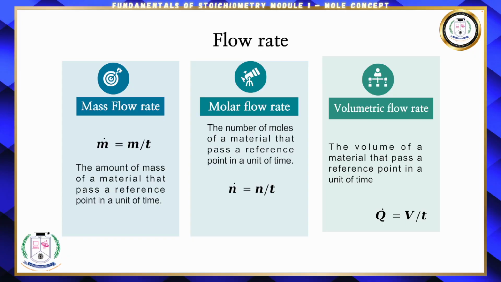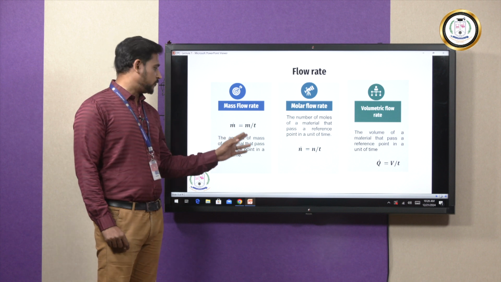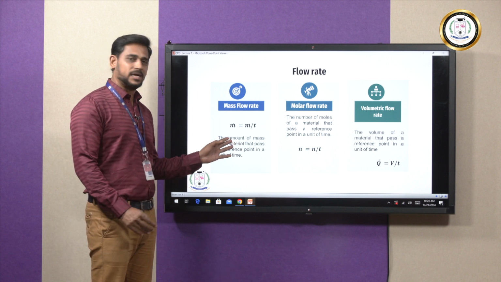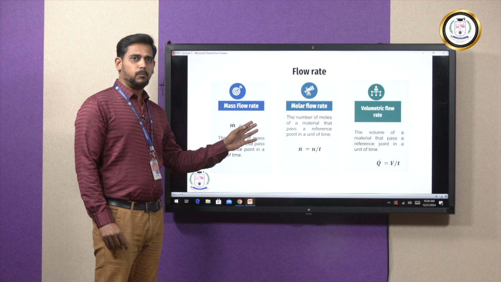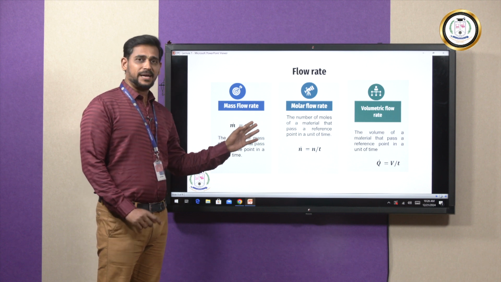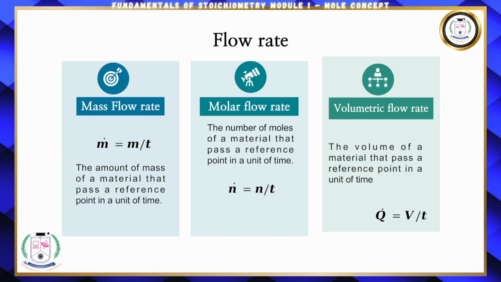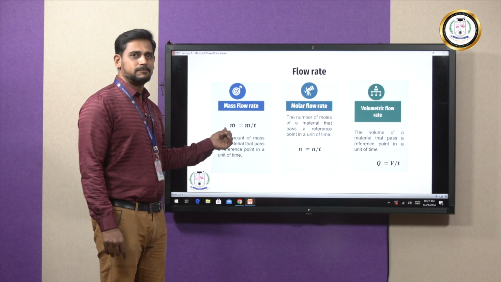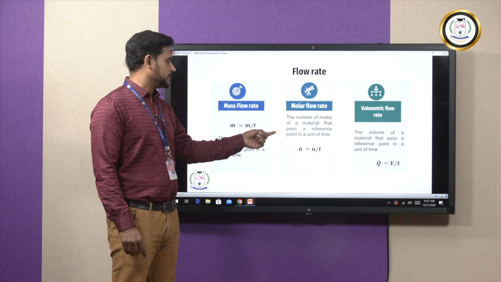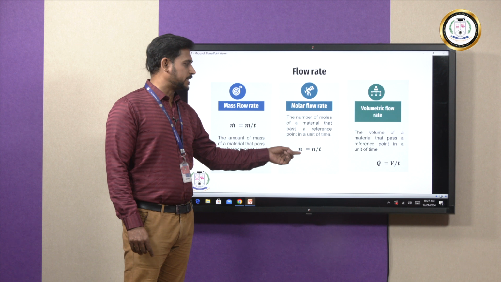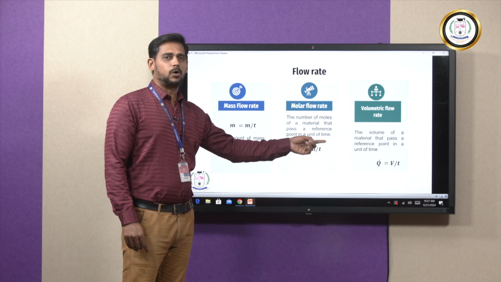When we are discussing flow rates, we have three different types: one is mass flow rate, second is molar flow rate, and third is volumetric flow rate. The mass flow rate is the amount of mass of the material that passes through the reference point. Molar flow rate is the number of moles of the material that passes per unit time. Volumetric flow rate is the volume of the material that passes through the reference point in unit time. So mass flow rate is mass per unit time, molar flow rate is moles per unit time, and volumetric flow rate is volume per unit time.